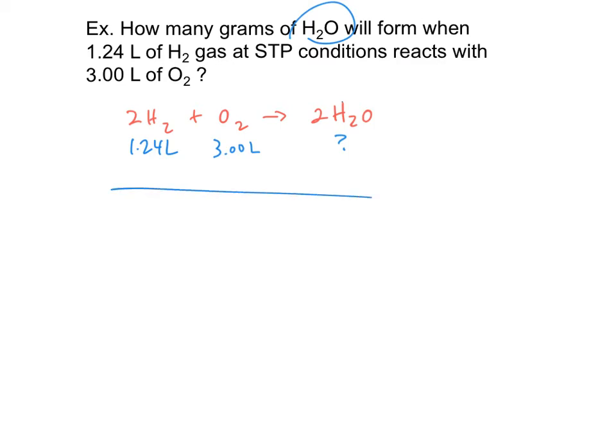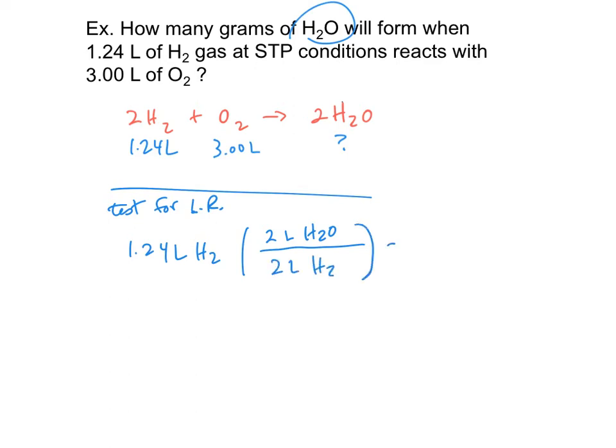So the first thing we're going to do is test for the limiting reactant. It's the same procedure, but we use volumes instead of moles. So you take 1.24 liters of hydrogen and you look at the coefficients in the balanced equation and say there's 2 liters of water vapor formed for every 2 liters of hydrogen. So this is going to be 1.24 liters of water formed.